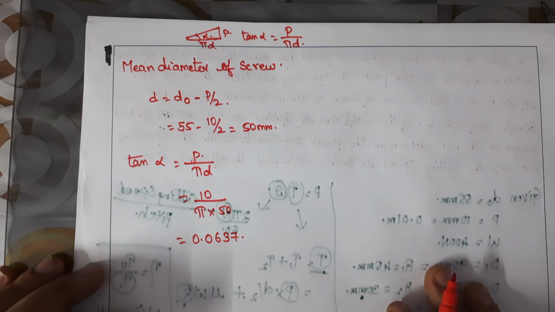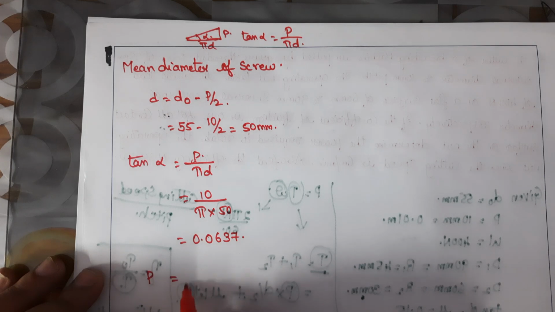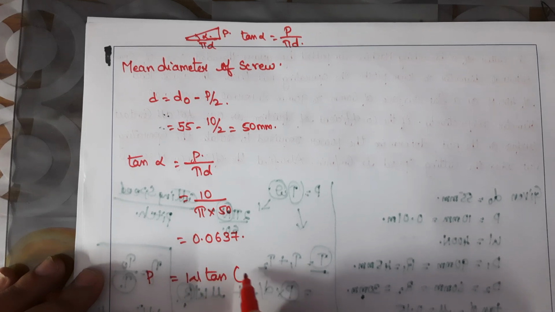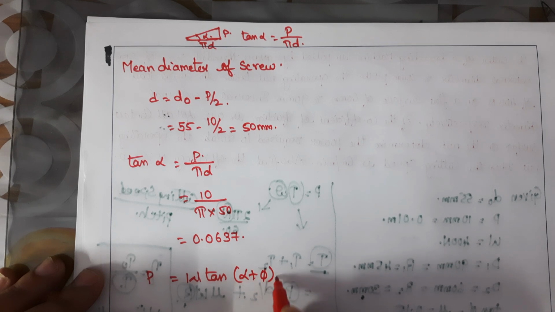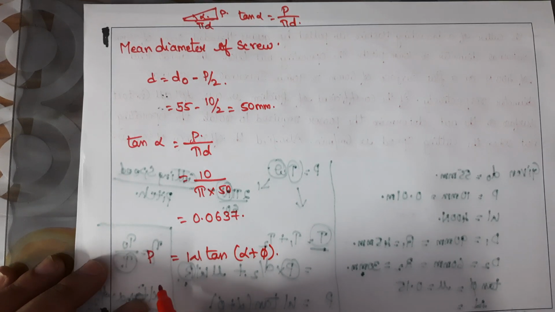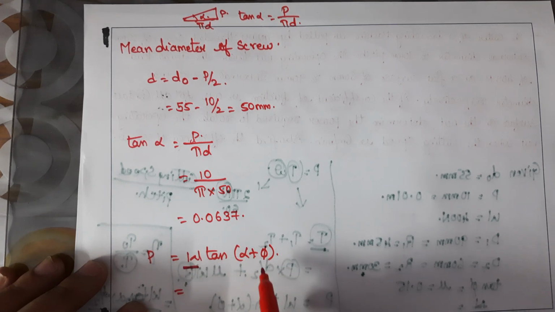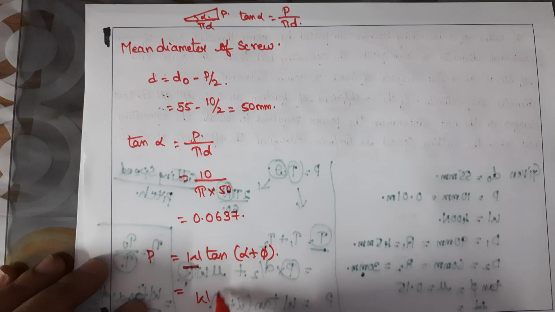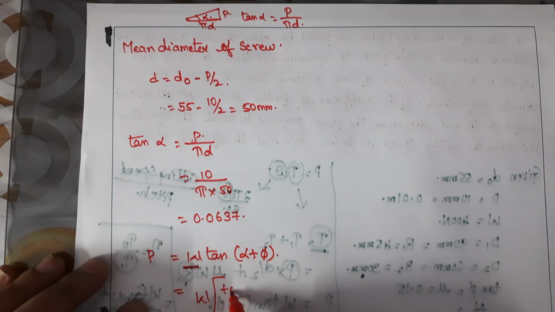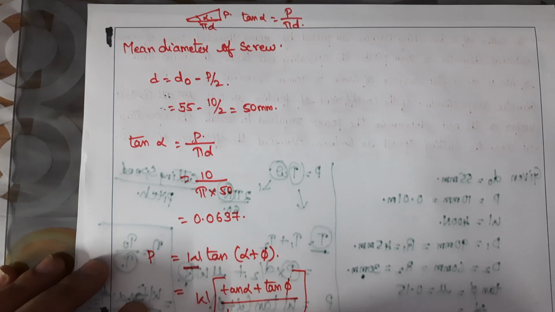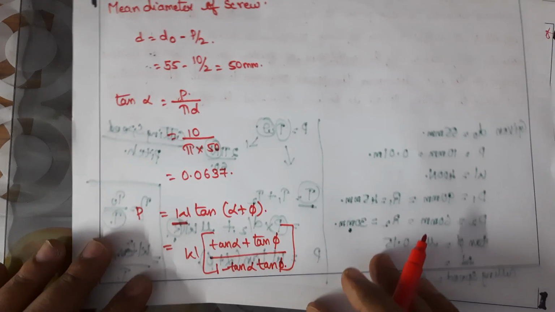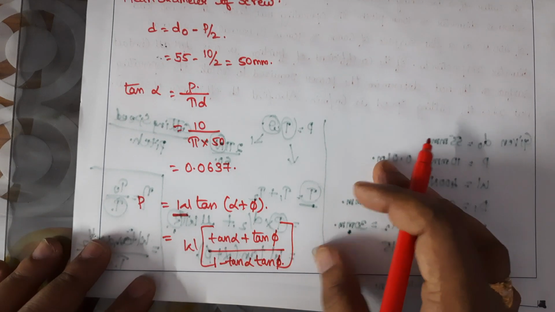So P is equal to W tan (alpha plus phi). That is the force required at the circumference of the screw. So that is W into (tan alpha plus tan phi) by (1 minus tan alpha tan phi). We will be using the formula for tan (A plus B).